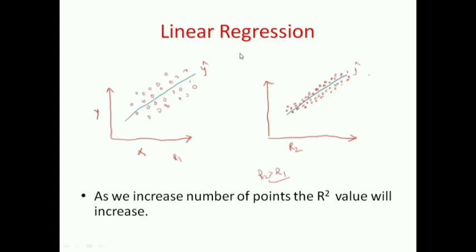Okay. So r square value actually represents how close the data points are to the fitted line. So in the left side graph, you can say the data points are far away from the fitted line compared to the data points in the right side. Here in the right side, we can see that the data points are very close to the fitted line. So say for the left side data, the r squared value is r1, and for the right side data, the r squared value is r2. So the r2 value is always greater than the r1 value.